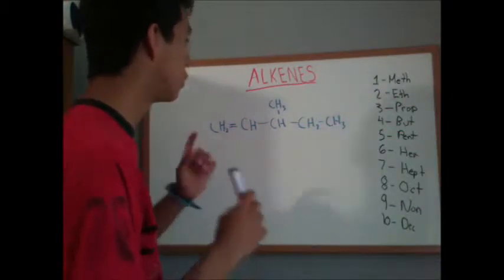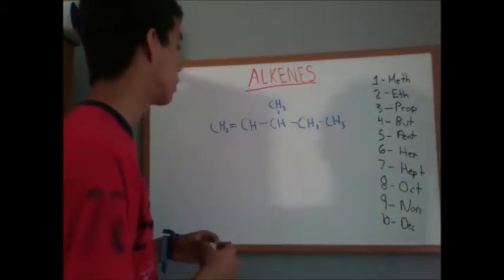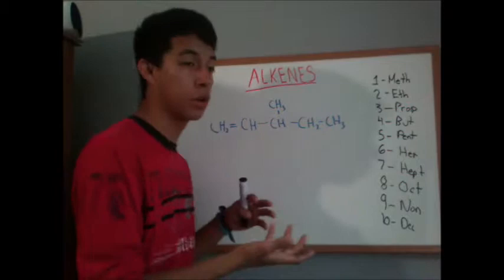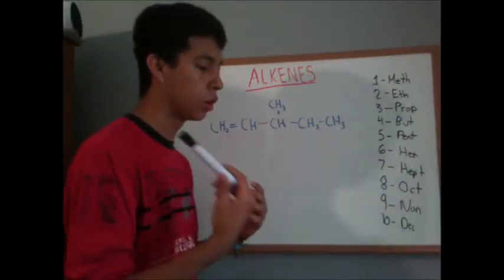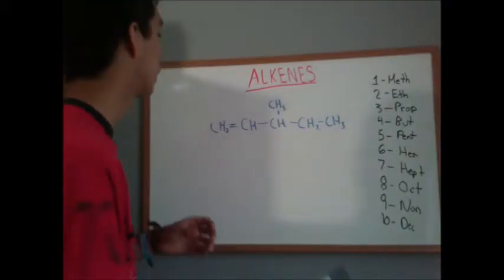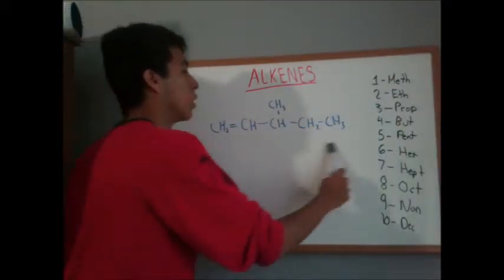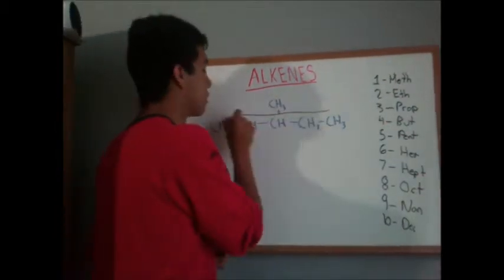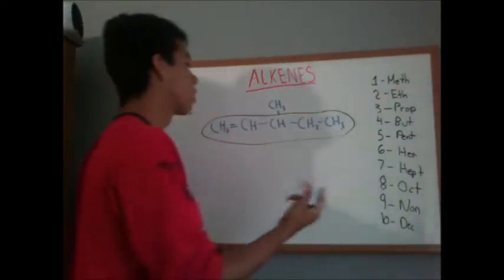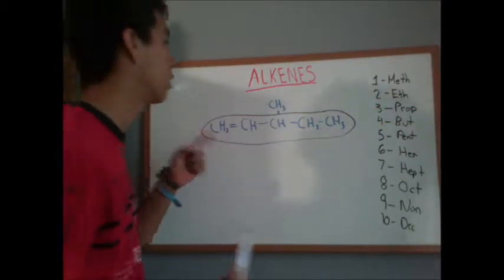Well, the first rule to name it is to identify the parent chain. The parent chain in alkenes is always the one that has the double bond, and it's going to be the longer one. In this case, obviously, it is this. Why? Because it's the longest and contains the double bond of the hydrocarbon.